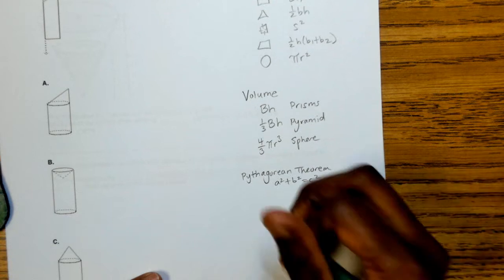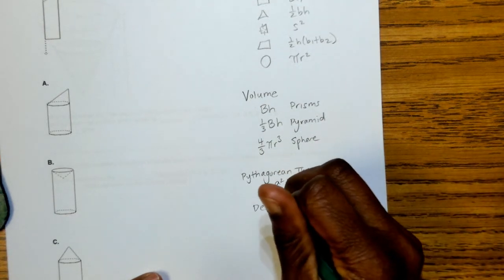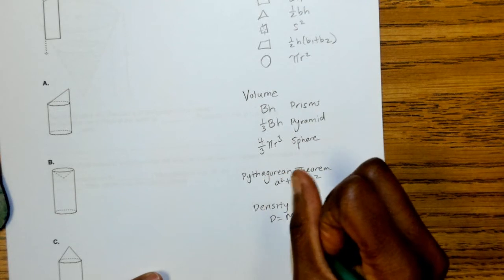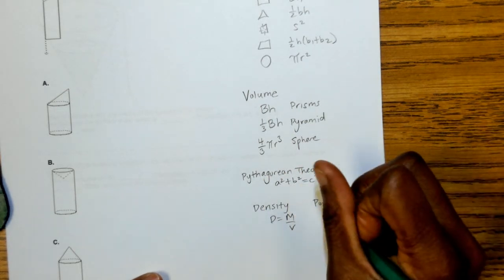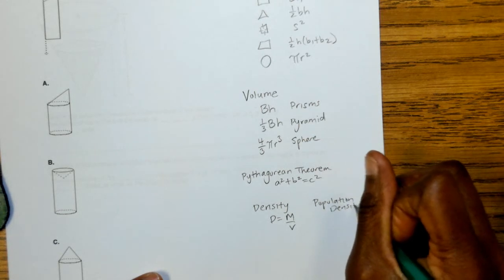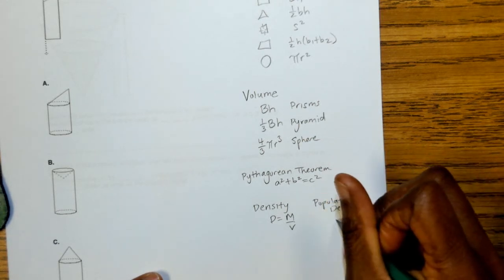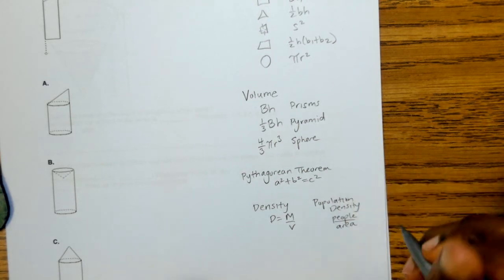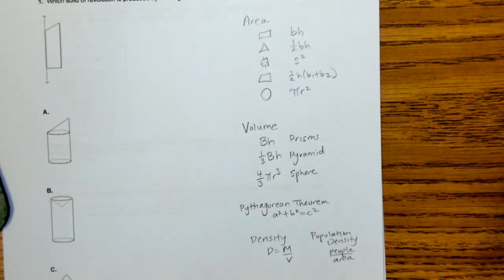And then finally, for the end of the unit, we did density, which is D equals M over V. And we also did population density, which is population density equals people over area, how many people there are for a particular area. All right, so quite a bit of formulas for this one test.